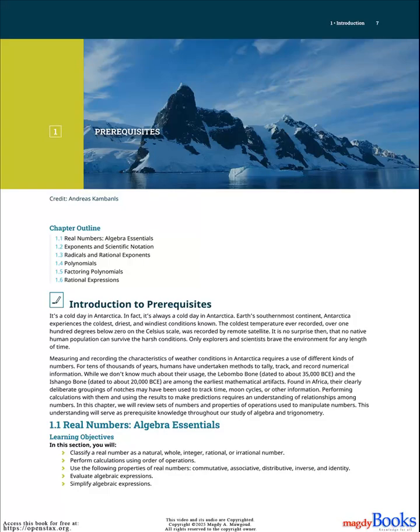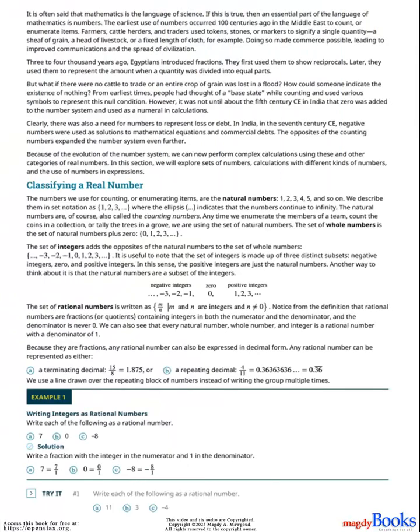Simplify algebraic expressions. It is often said that mathematics is the language of science. If this is true, then an essential part of the language of mathematics is numbers. The earliest use of numbers occurred 100 centuries ago in the Middle East to count or enumerate items. Farmers, cattle herders, and traders used tokens, stones, or markers to signify a single quantity: a sheaf of grain, a head of livestock, or a fixed length of cloth, for example. Doing so made commerce possible, leading to improved communications and the spread of civilization.